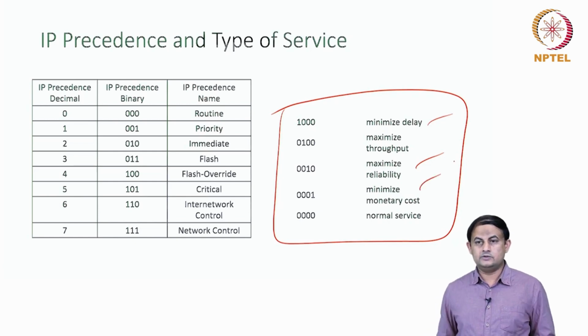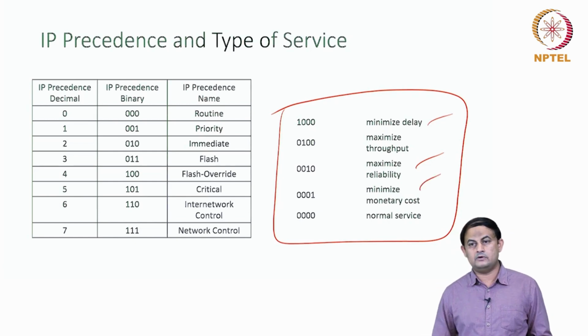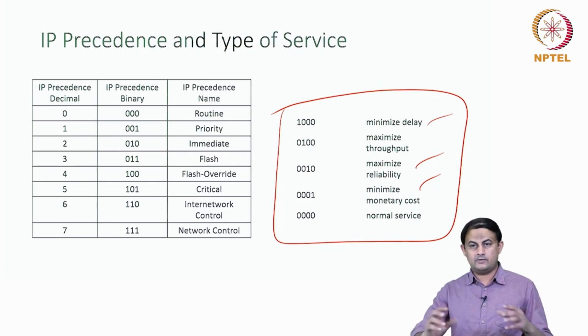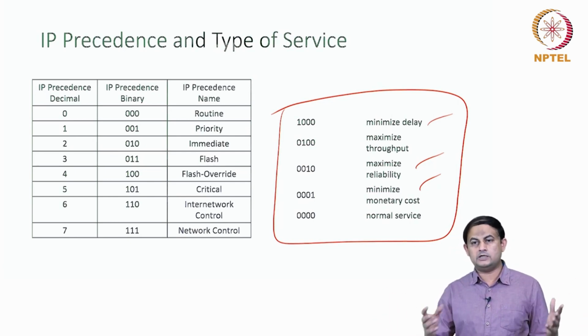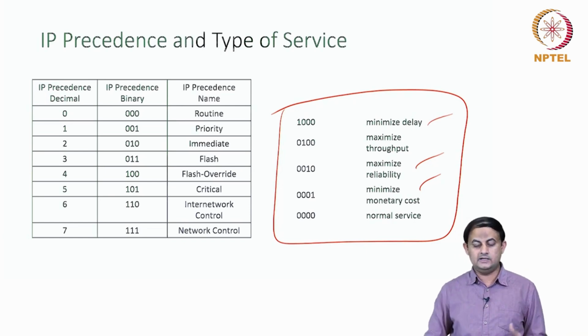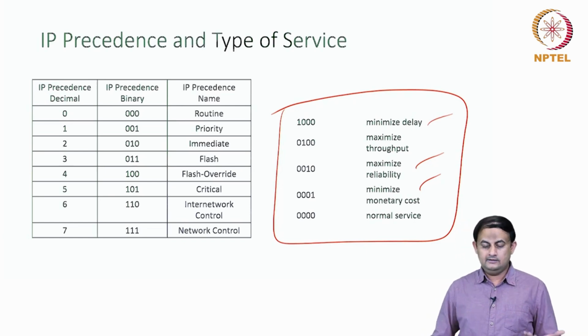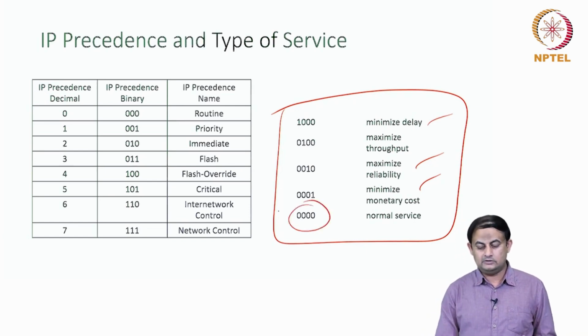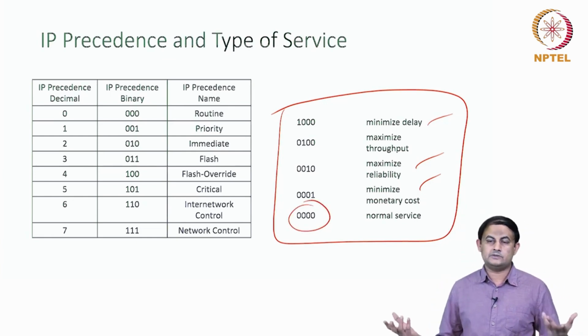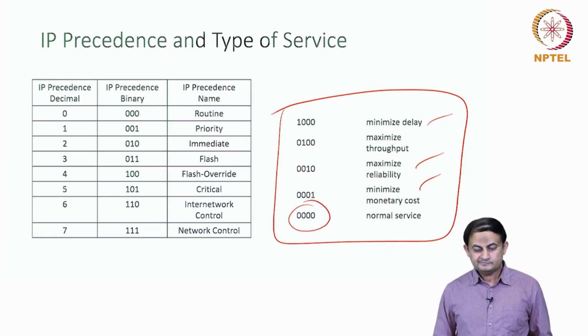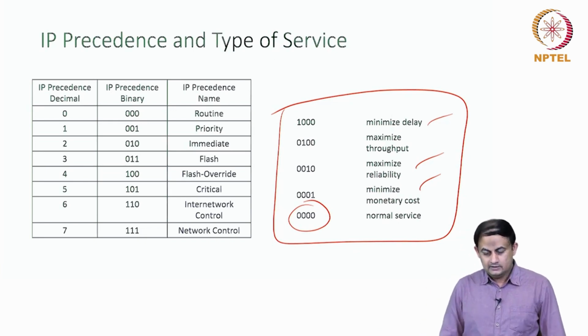0001 indicates you take the cost parameter into account. I want to send this packet with the minimum overhead or minimum cost from source to destination. That's the meaning of 0001. And all zeros for all the 4 bits indicate the default service, which is the best effort service model that IP offers you. So that's how the changes were made to the IP precedence field.